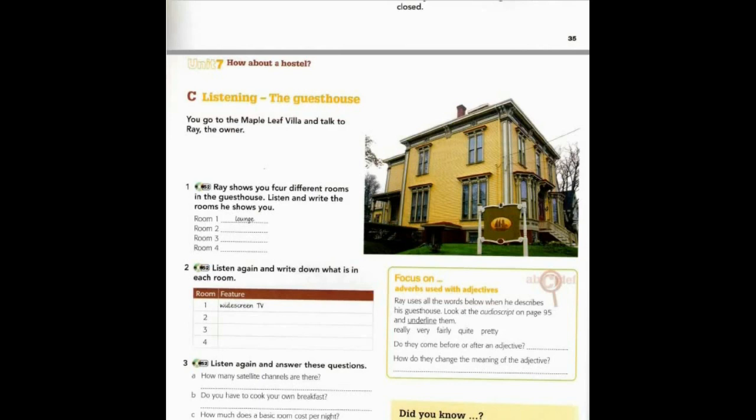Okay, if you notice that for the first one, widescreen TV, and there are other things as well. While in the second one, there is a microwave and a fridge.